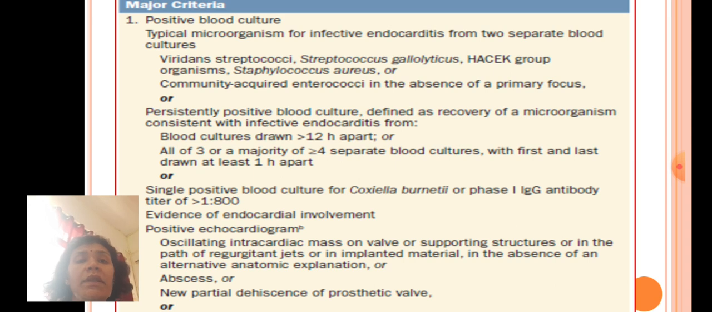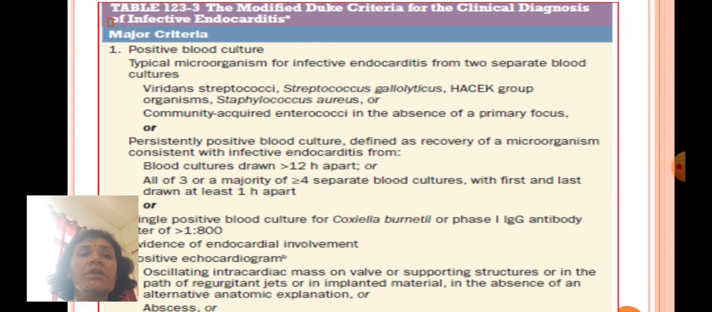There can be an oscillating intracardiac mass on the valves or supporting structures, or in the path of regurgitant jets, or on implanted material, in the absence of any alternative anatomic explanation. Or there can be abscesses seen on echo, or new partial dehiscence of a prosthetic valve. So these are the major criteria.